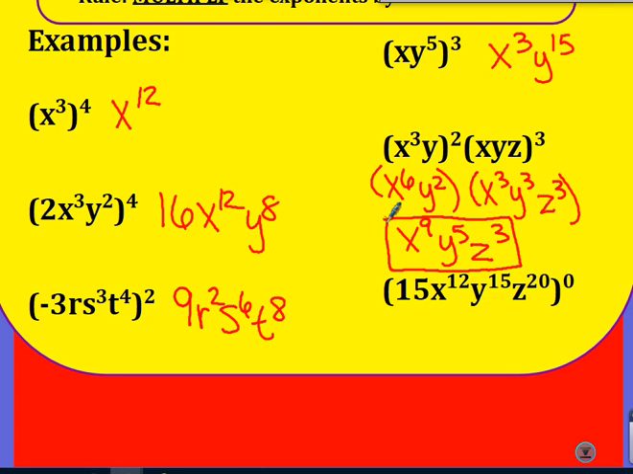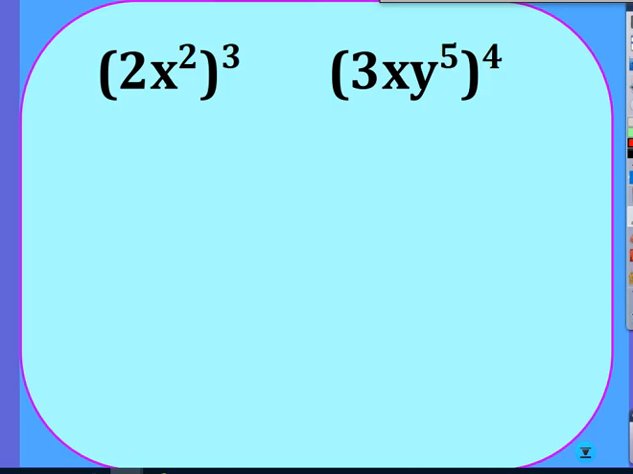For the last example on this page, you have 15x to the 12th, y to the 15th, z to the 20th, raised to the 0 power. Remember, the rule is any term raised to the 0 power is 1. For the next example, you have 2x squared raised to the third power. You will raise 2 to the third power, which means 2 times 2 times 2, which is 8. And you will raise x squared to the third power, which means x squared times x squared times x squared, which gives you x to the 6th.